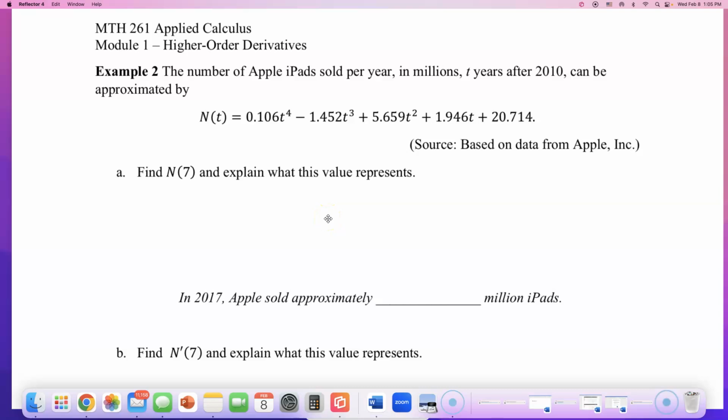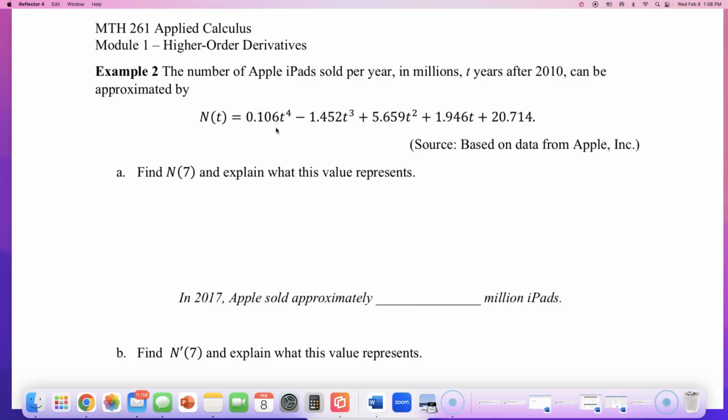The number of Apple iPads sold per year in millions, t years after 2010, can be approximated by this function n of t. Find n of 7 and explain what this value represents. So we're really just plugging in 7 into this function, right?